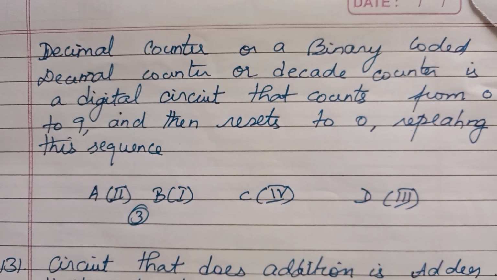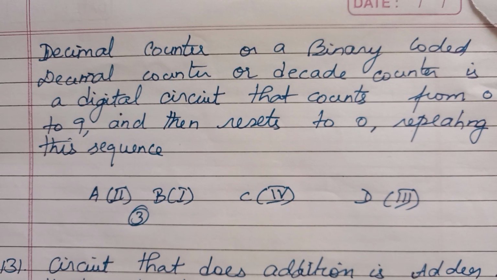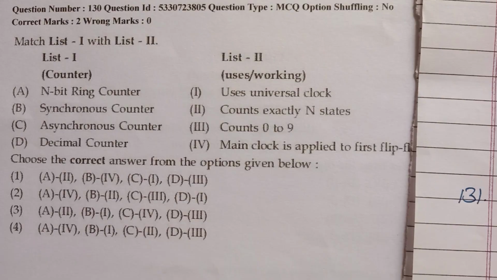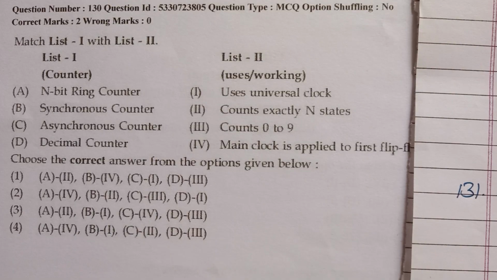So next, decimal counter. Decimal counter, or binary coded decimal counter, otherwise called a decade counter, is a digital circuit that counts from 0 to 9 and then returns to 0, repeating this sequence. This is a decimal counter. N bit ring counter will count exactly n states. So A goes with 2.